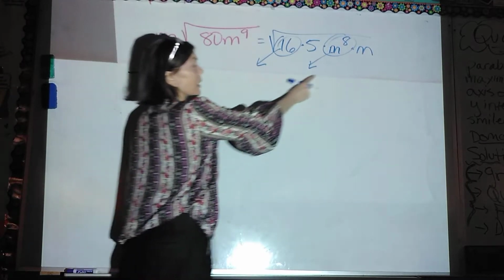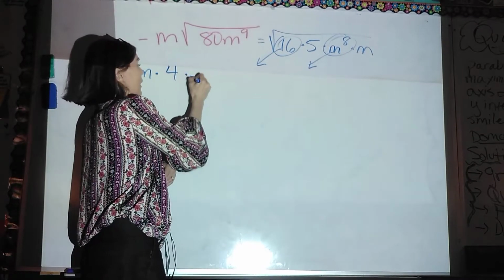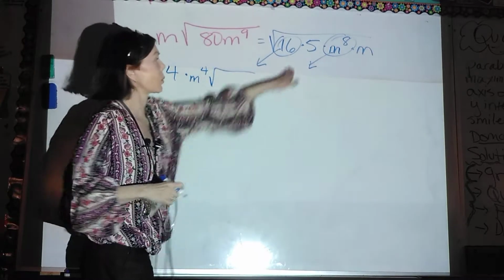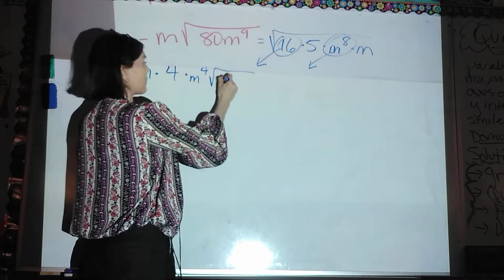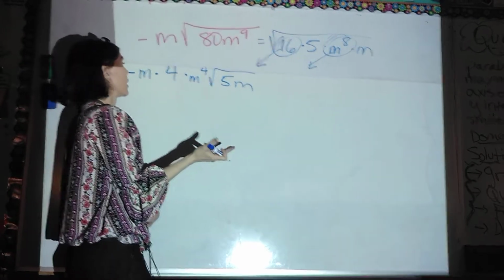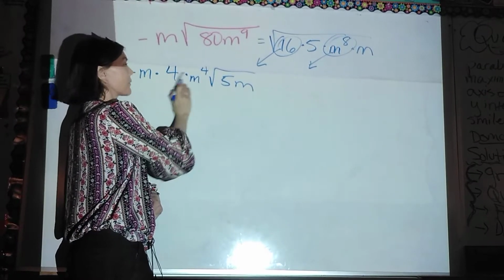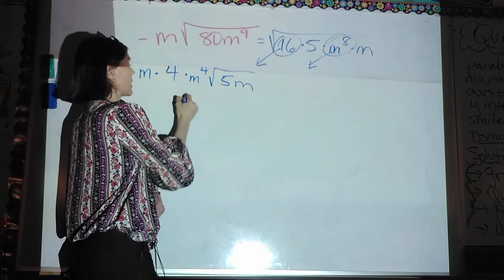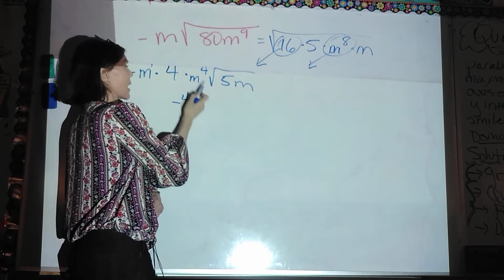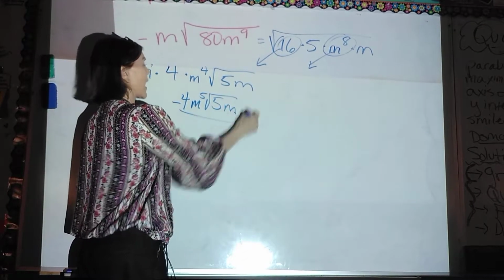Okay? And what is the square root of m to the 8th? What times what gives you m to the 8th? M to the 4th. Now what's left over? 5m. Are we done here, or do we have to clean this up? We have to clean it up. So a negative times a positive gives you a negative. Okay, negative 4. And even though it's not there, you know there's a little 1 there, right? So m times m to the 4th gives you m to the 5th, radical 5m, and that is your final answer.